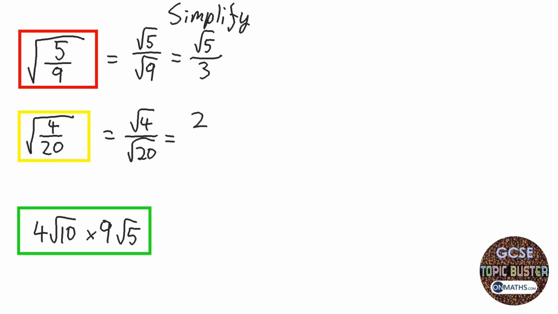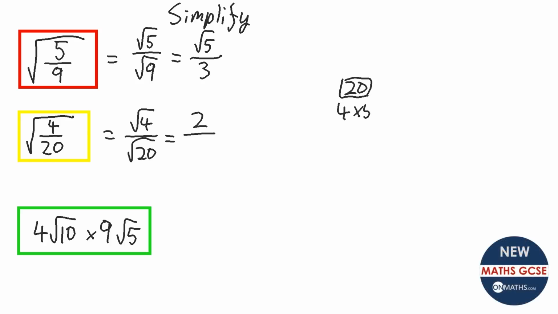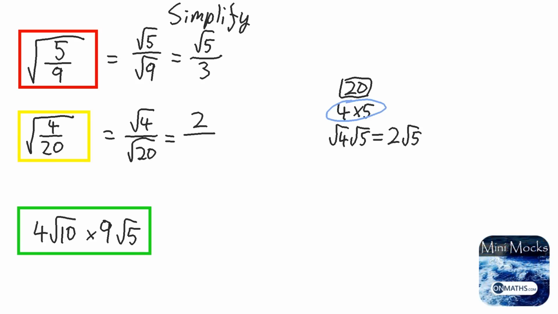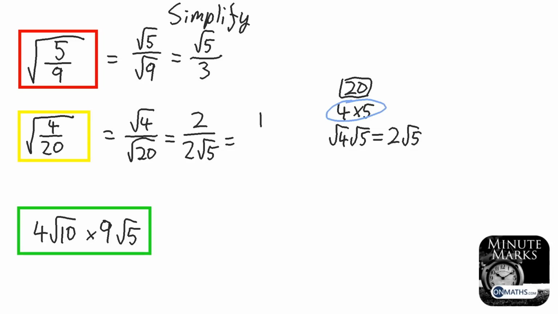Now root 4 is 2, but root 20, let's have a think. Root 20 is 4 times 5, and 4 is a square number. So we can simplify that further. So that becomes root 4 times root 5, which is 2 root 5. So over 2 root 5. And then I can divide top and bottom by 2, and it becomes 1 over root 5.